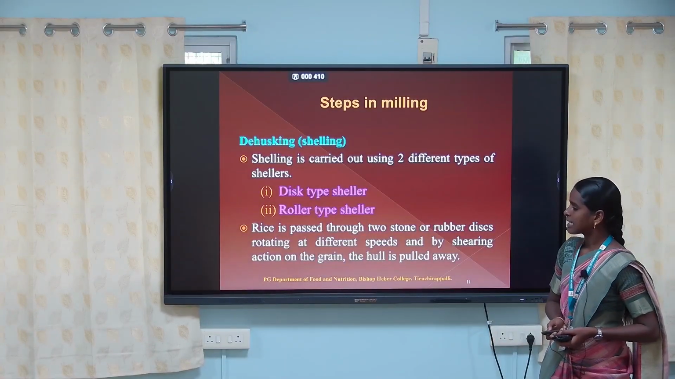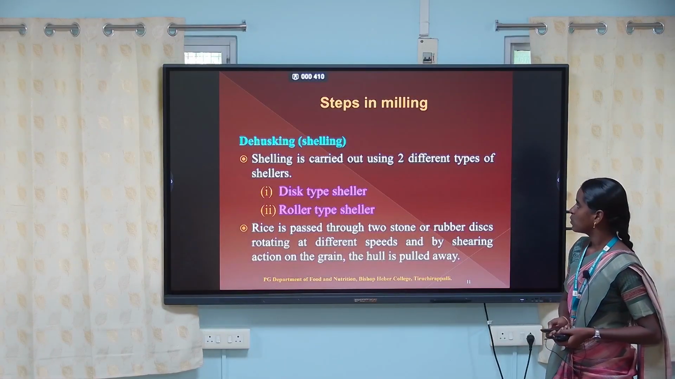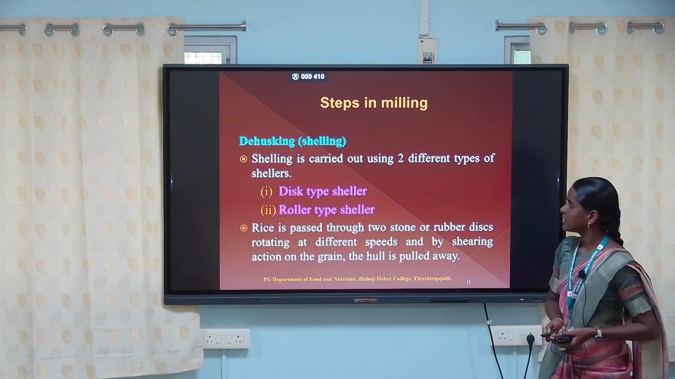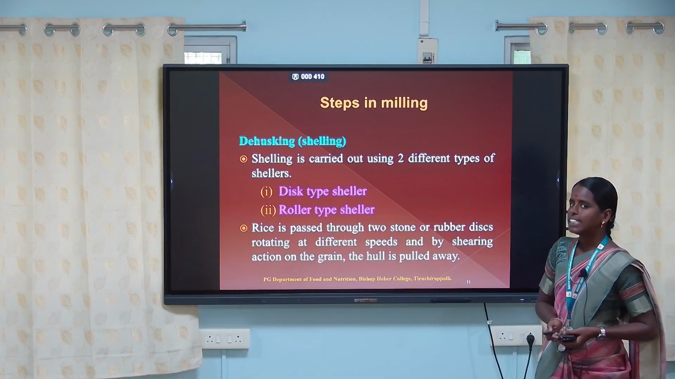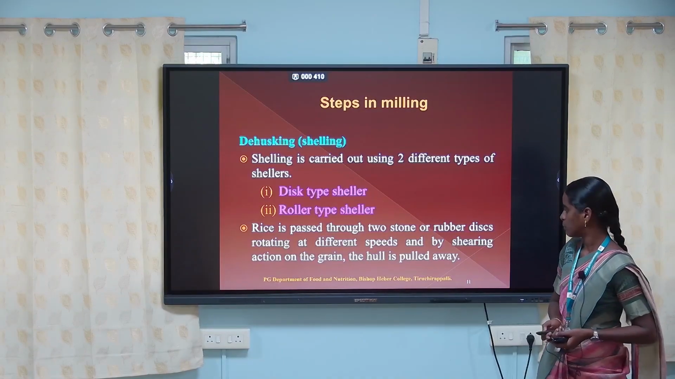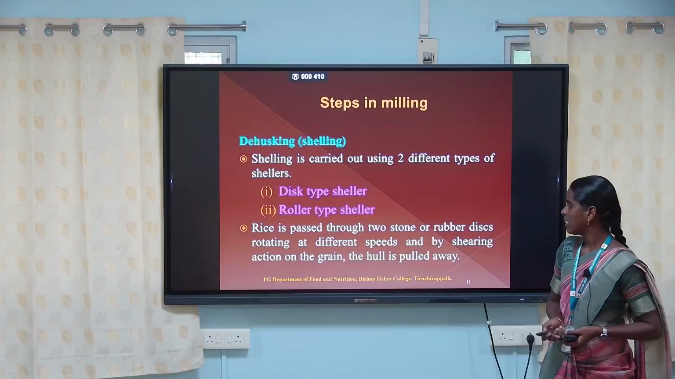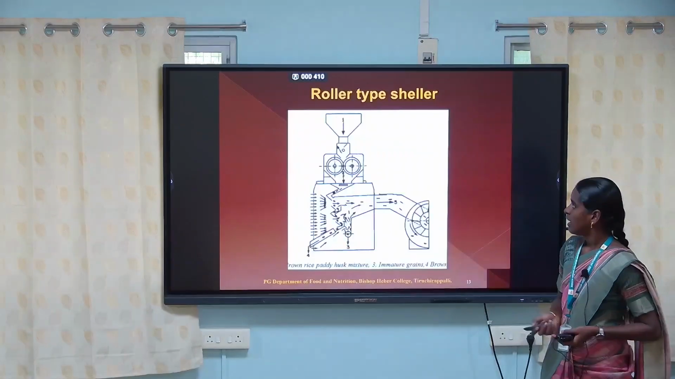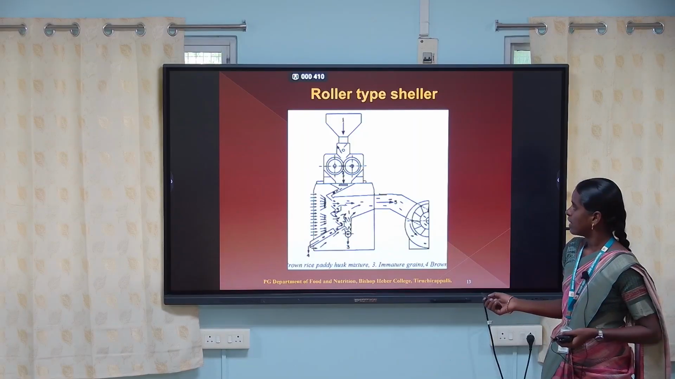Next is dehusking or shelling. Shelling is carried out using two different types of sheller. The first one is the disc type sheller, the second one is the roller type sheller. The rice is passed through two stone or rubber discs rotating at different speeds, and by shearing action on the grain, the hull is pulled away. This is the disc type sheller, and next one is the roller type sheller.